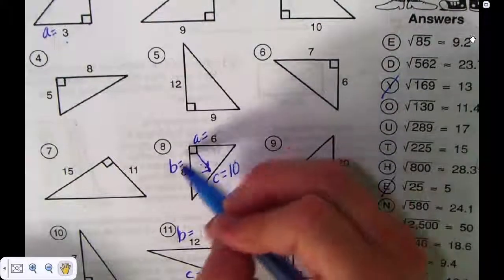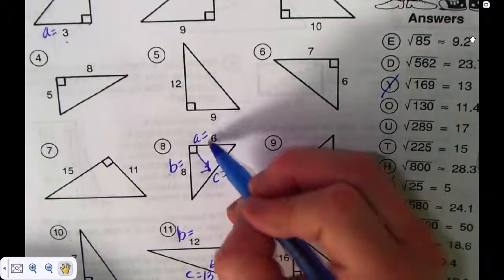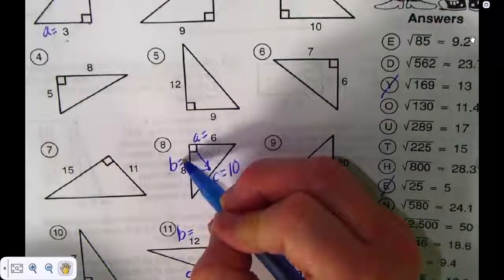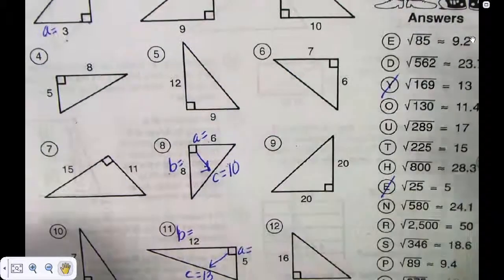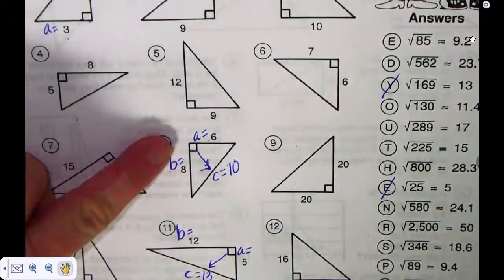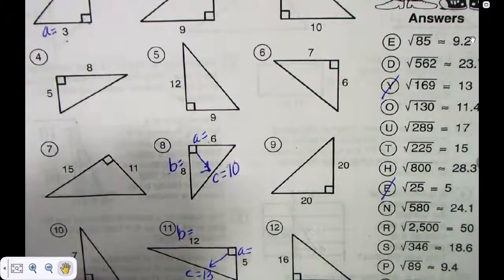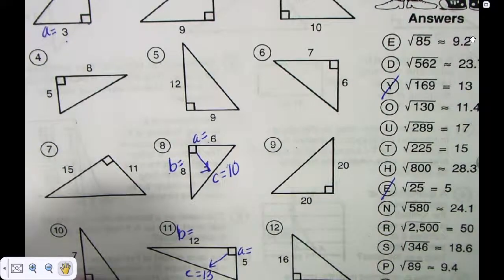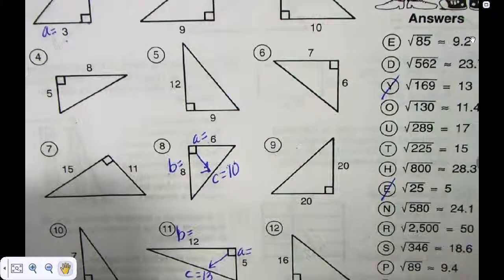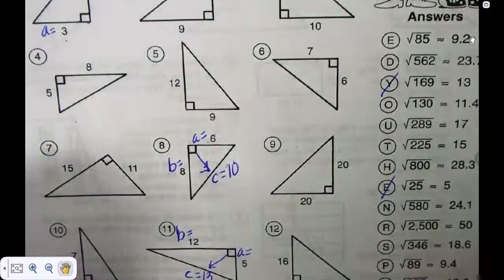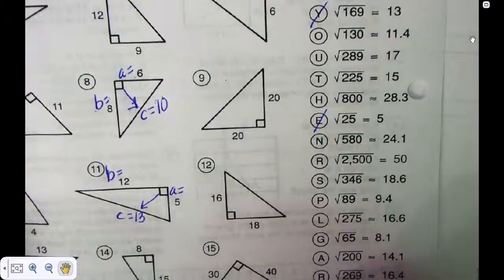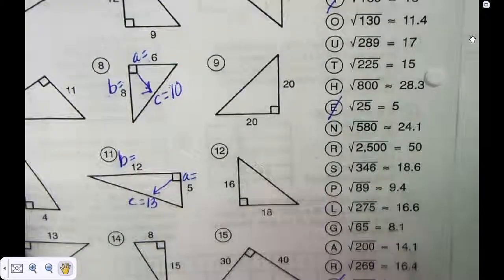Remember, 3, 4, 5. If you double 3, you get 6. You double 4, you get 8. You double 5, you get 10. So this follows the 3, 4, 5 rule. One student one year said that their uncle, I believe, was a carpenter, and he called it the 6, 8, 10 because they used 6, 8, 10 more than they did 3, 4, 5. I've never heard that, but okay, hang on just a minute. So square root of 100 is 10A. 8 is 8.